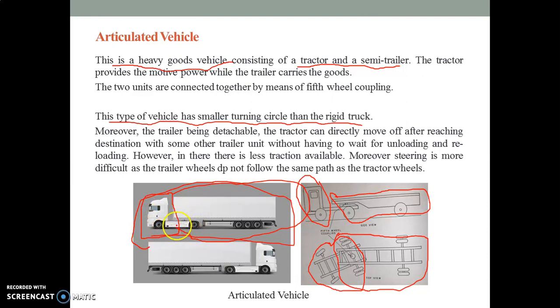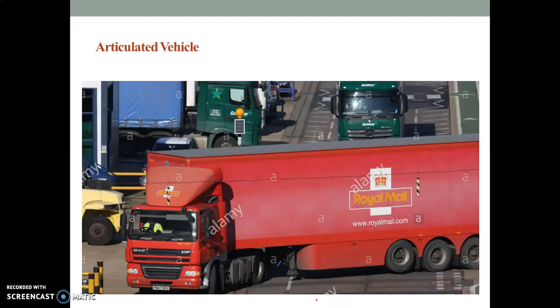There is less traction available. Moreover, steering is more difficult in this case, as the trailer wheels do not follow the same path as the tractor wheels. So much control has to be followed in the case of articulated vehicles. One more example is shown, of how difficult such an articulated vehicle is to move while running on the roads.